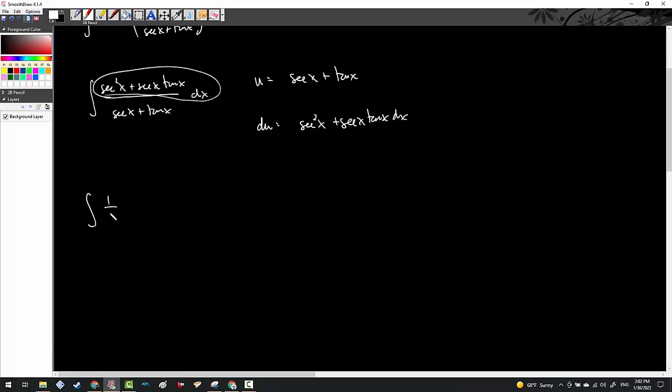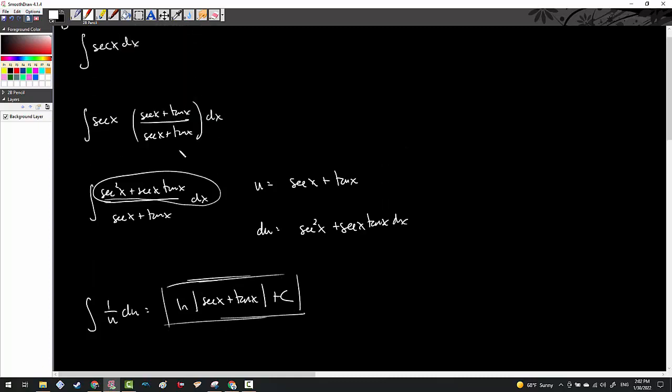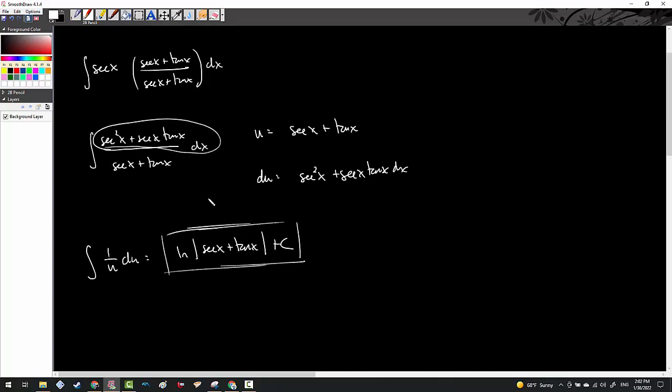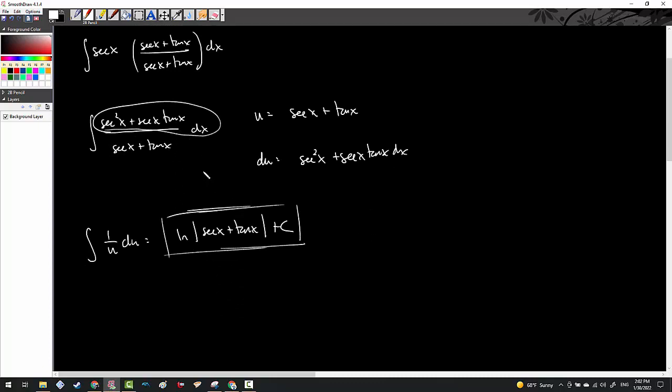You end up with the integral of 1 over u du, which becomes ln of the absolute value of secant x plus tan x plus c. Now, if you happen to have memorized that at this point, good for you. I'll take that on the test if you just go straight forward, but also keep in mind that u subbing it is also an option in case you forget.